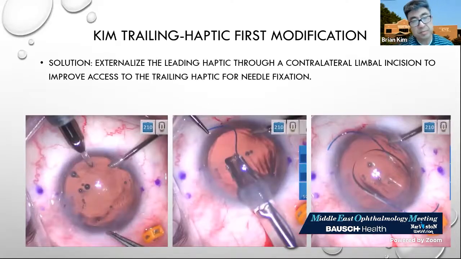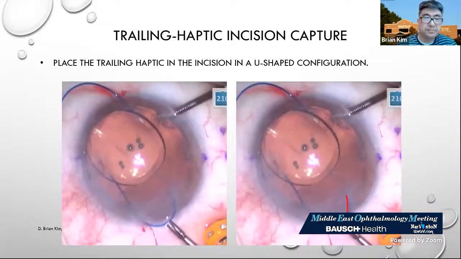And so what I'm doing is making the 6 o'clock paracentesis, which is contralateral to the main incision. As the leading haptic is delivered, it is externalized through the contralateral limbal incision. And you can see that it's externalized. And by doing it this way, you're able to fixate the trailing haptic much easier.